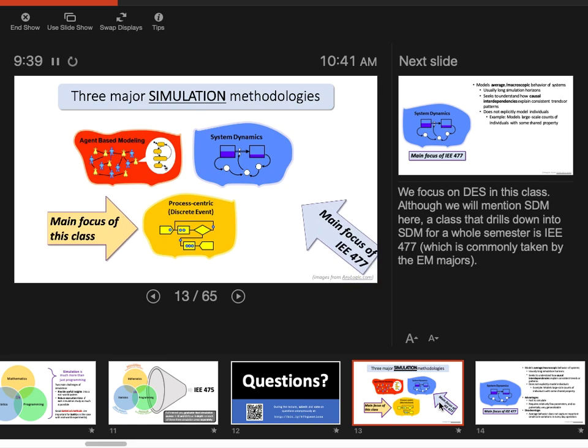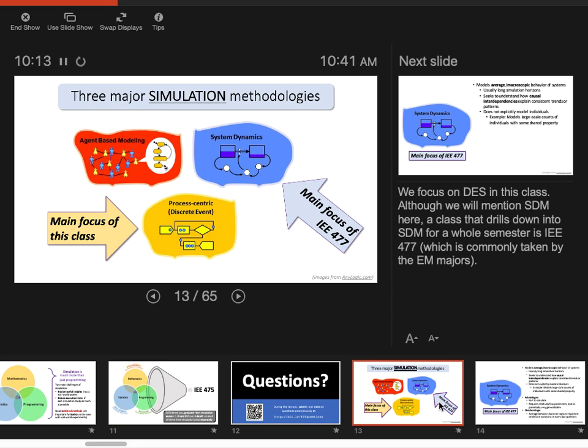All right, so today, we're focusing on simulation. And there really are these 3 major simulation methodologies: agent-based modeling, system dynamics modeling, and discrete event system simulation. Now, system dynamics modeling is the main focus of IEE477, which is a course which a lot of the engineering management majors take. So it is a nice companion simulation course, semester long. They use a tool called AnyLogic, which also can do DES modeling.